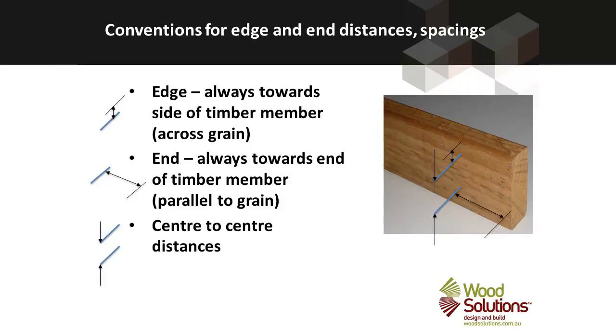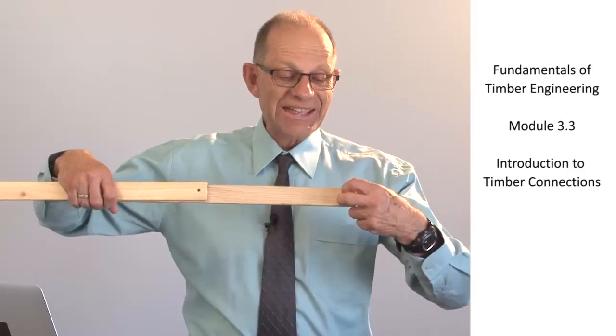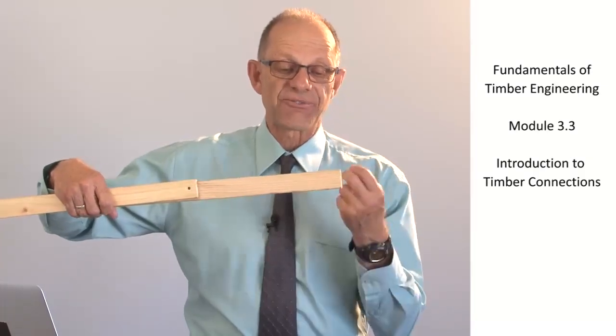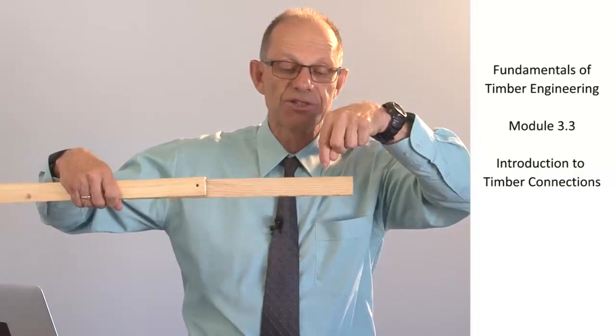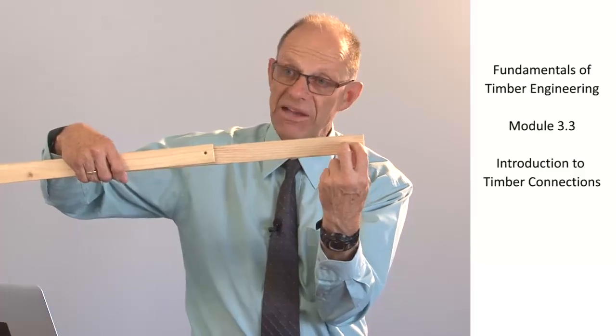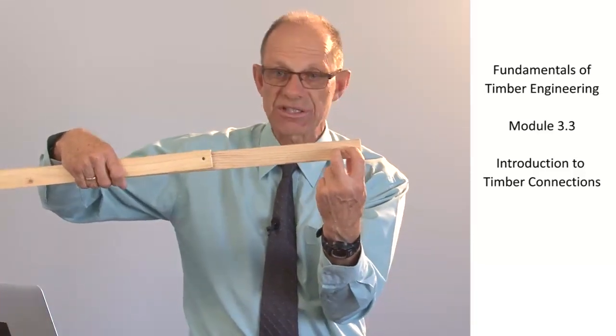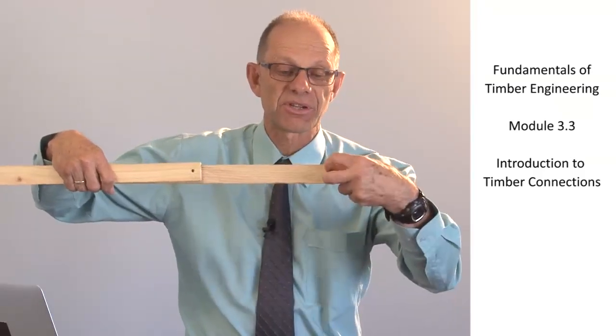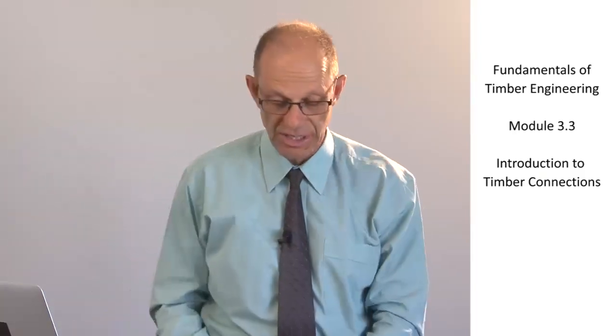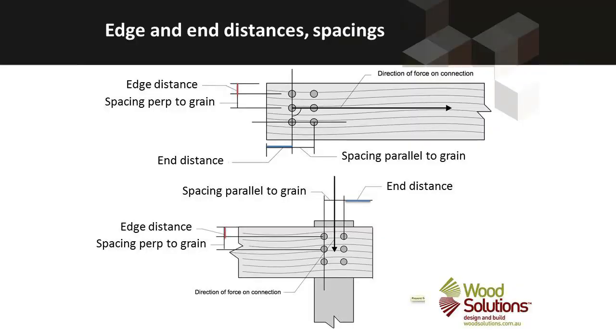And for all edge distances, end distances and spacings, it is the distance between the centre of the fastener that we're measuring. Now, for some edge distances and end distances, the direction of load is also important, so that if we're applying loads perpendicular to the grain, we may have different requirements for the edge distances, for the end distances, and for the spacings parallel and perpendicular to grain, depending on the direction of the load, so that those spacings may be a function of the direction of the load.